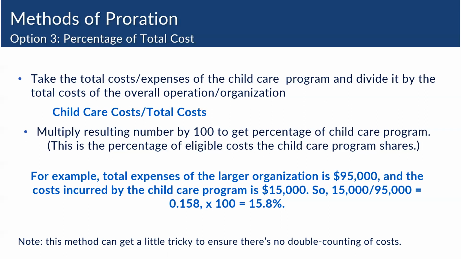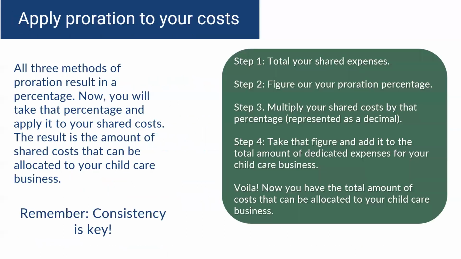Now that you've chosen a method of proration, you can apply that result to your cost to figure out your total allowable business expenses. Take the percentage that you've calculated using your method of proration and turn it back into a decimal. For example, in the previous example, we came up with 15.8% as our proration percentage. Now we'll divide that by 100 to get a decimal, 0.158. Take that decimal and multiply it by the total amount of shared costs.